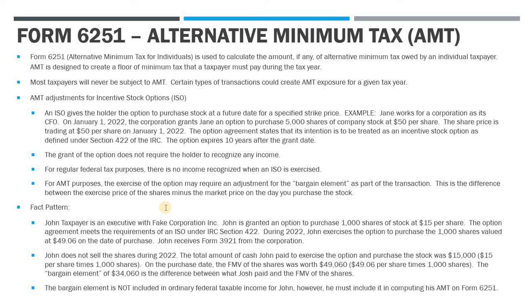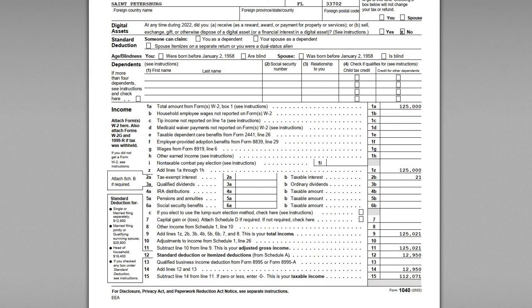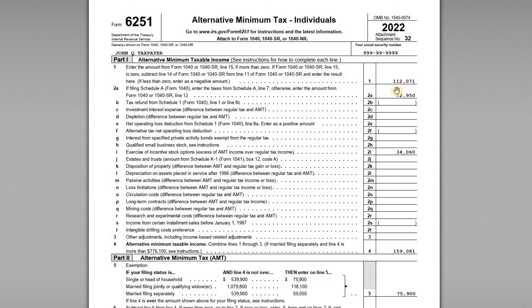The AMT is designed to step in here and say, well, if you had adjustments to reduce your taxable income, either exclusions from income, or maybe you had itemized deductions that reduce your income, for AMT purposes, we're going to be adding those things back. And so when we look at the 6251, what we see here is the starting point when we calculate our AMT income is our regular federal taxable income. So that's our AGI minus our standard or itemized deductions.